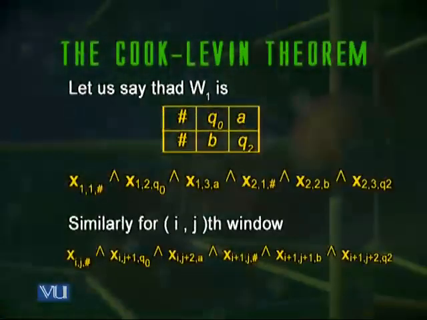So if I want to say that the ijth window is equal to this particular window, then I will write x_ij comma hash and x_i,j+1 comma q0 and x_i,j+2 comma a and x_i+1,j comma hash and x_i+1,j+1 comma b and x_i+1,j+2 comma q2. So here what I'm doing is actually saying this cell must be this and this cell must be this, and so on for each of the 6 cells. When I say that 6 times, I am actually saying that this particular window must be equal to the window W1.